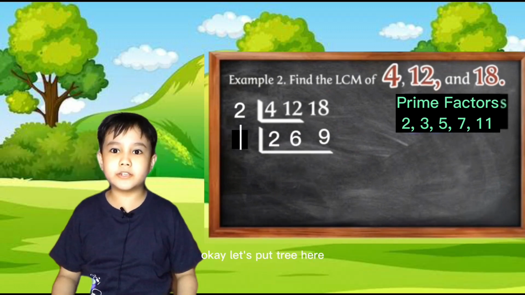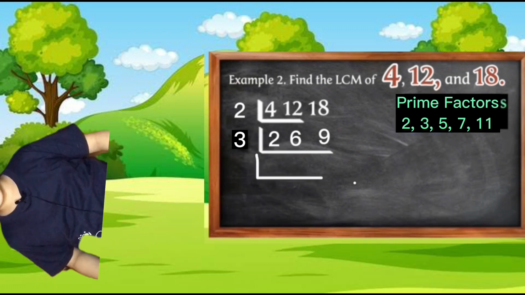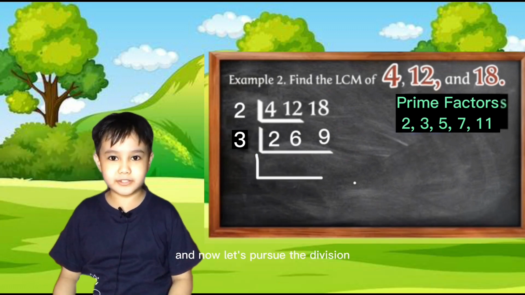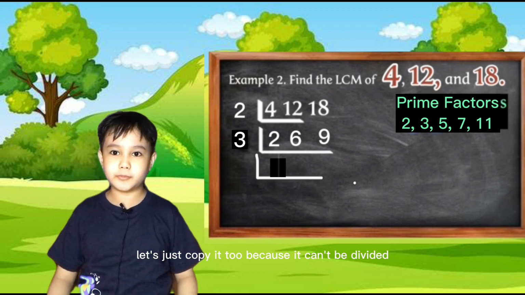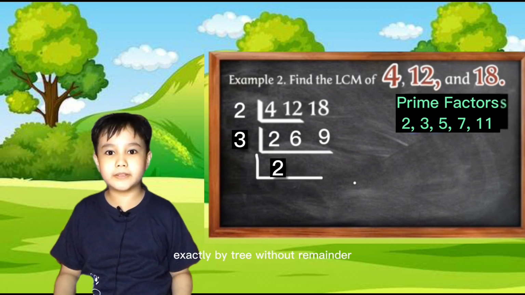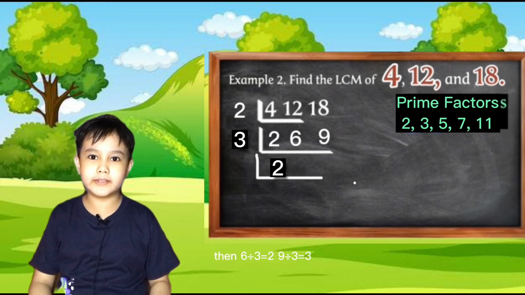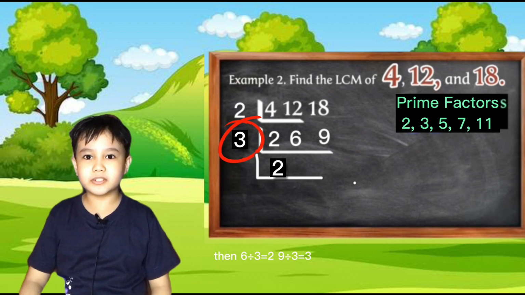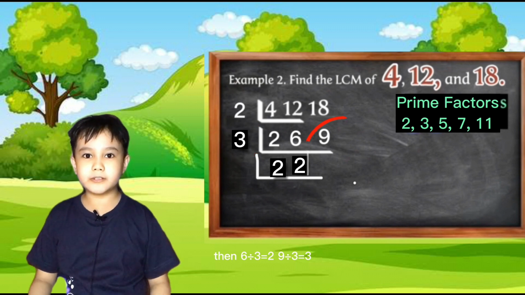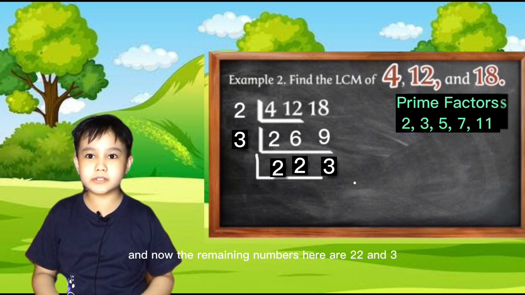Okay, let's put 3 here. Then let's pick another L shape for the answers. And now let's proceed to division. Let's just copy 2 because it can't be divided exactly by 3 without a remainder. Then 6 divided by 3 equals 2. 9 divided by 3 equals 3. And now the remaining numbers here are 2, 2, and 3.